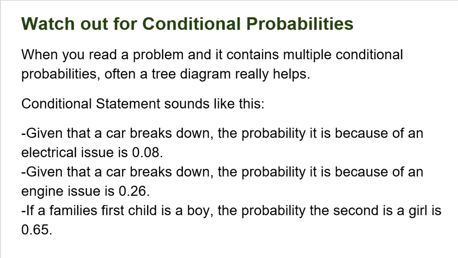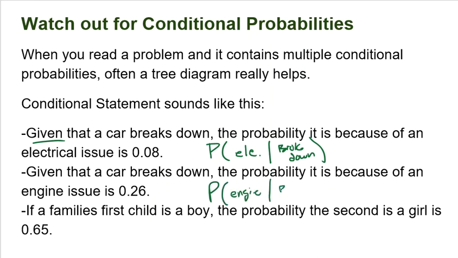Well, for example, given that a car breaks down, the probability it is because of an electrical issue is 0.08. That is a conditional sentence because it had that given, right? So we're finding the probability that there's an electrical issue, given the car broke down. So the car had to break down first for there to be that electrical issue. That's a conditional probability. Got to make sure you understand that when you read. Or another example is given a car breaks down, the probability it is because of an engine issue is 26%. So again, we're finding the probability that there's an engine issue, but given the car broke down.